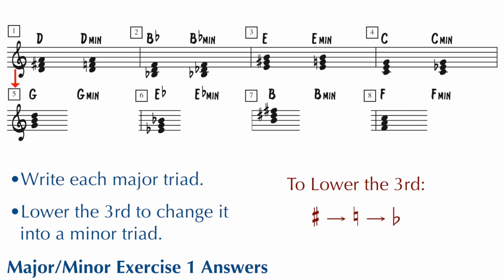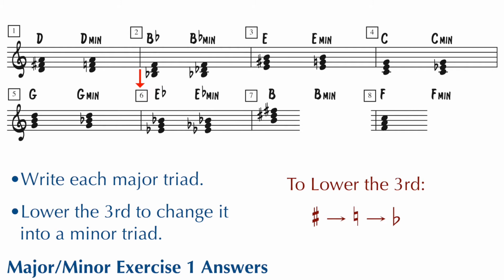Number 5, G major chord should have G, B, D. To change that G major to a G minor, we lower the third of the chord, the B, by a half step, change it to a B flat. Now we have G, B flat, D. Number 6, E flat major should be E flat, G, B flat. To change that E flat major to E flat minor, we lower the third of the chord, the G, to a G flat. Now we have E flat, G flat, and B flat.